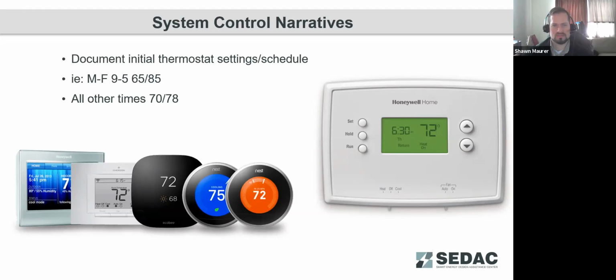And also, this helps verify your design conditions for the house for your Manual J load calculations. So if your Manual J load calculation doesn't match your interior design temperature settings that you have listed for your initial settings for your control narrative, then those loads aren't going to match up. So it's important that you're cross-referencing that control narrative and your design criteria that's going into that Manual J.